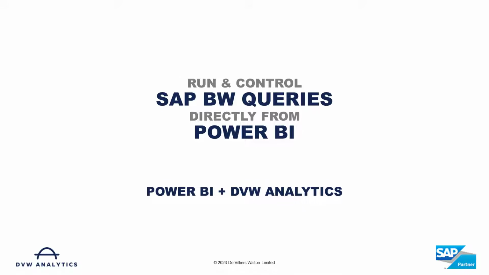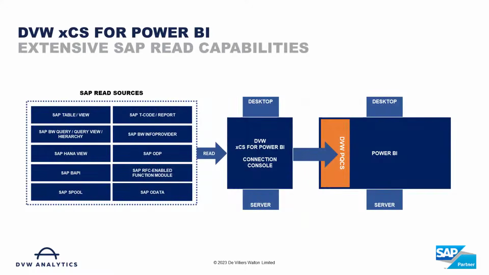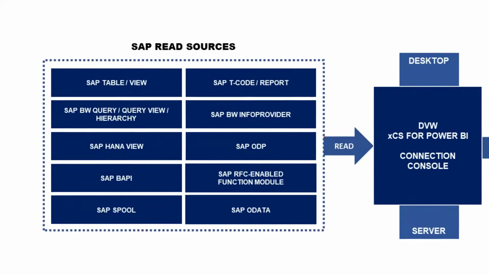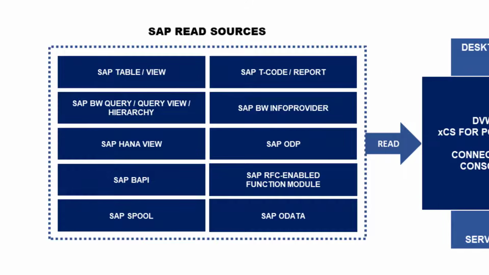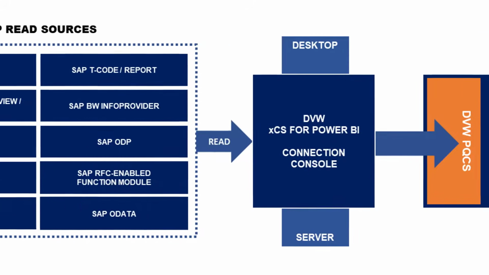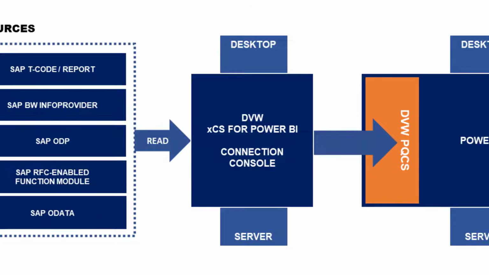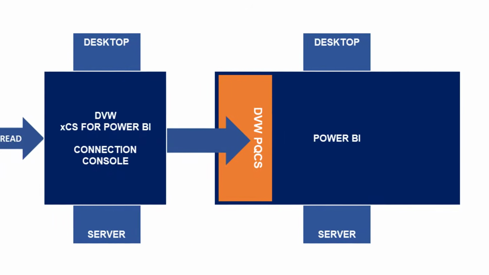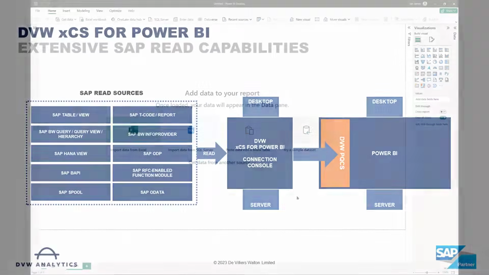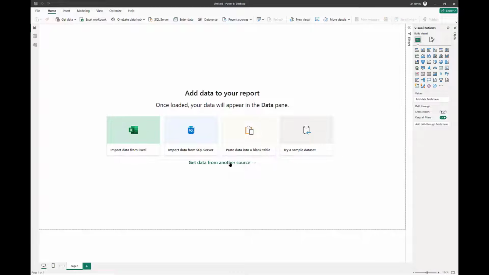To do this, we use the XCS console from DVW Analytics. It sits in between your SAP BW system and Power BI and can pull data from multiple SAP systems as well as BW and build connections to multiple SAP objects that can be consumed directly from within Power BI. And what's really nice is you don't have to be an IT genius to use this.